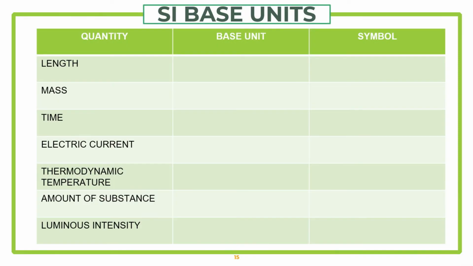Okay, so we have the SI base units. We have the quantity, the base unit, and the symbol. First one is length, which is meter, the base unit. The symbol is m. Mass is kilogram, and the symbol is kg. Time, second, symbol is s or sec. Some of the books use sec.